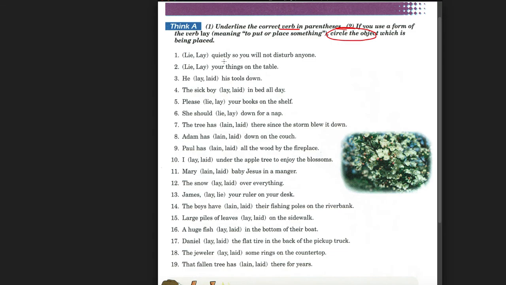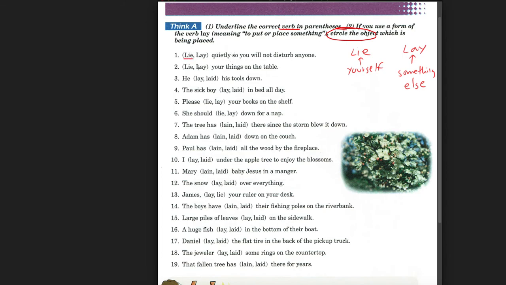So, are we talking about ourselves? Remember, lie is yourself, and lay is something else. You need to have an object for lay. So blank lie or lay quietly so you would not disturb anyone. It's talking about the person, telling the person to do it to himself. So we would use lie. All right. Oh, underline. Sorry.